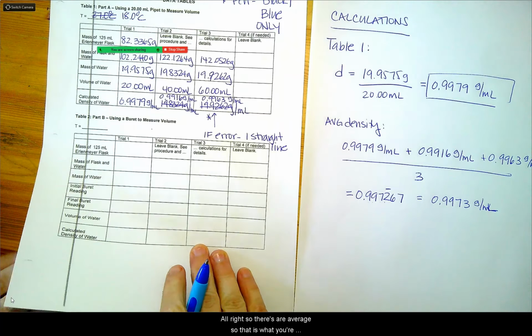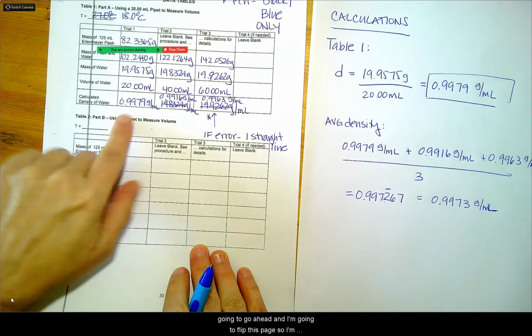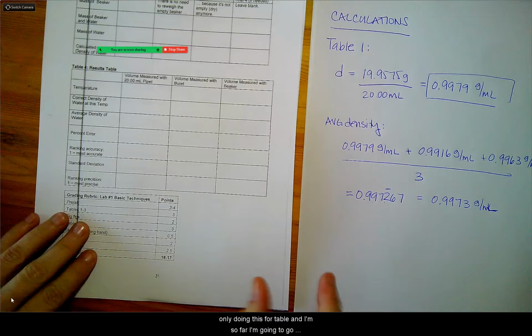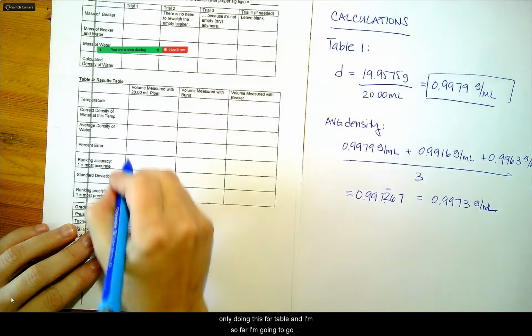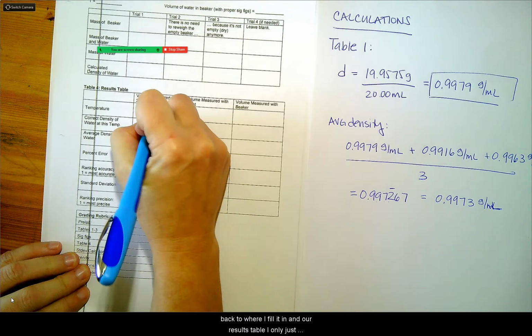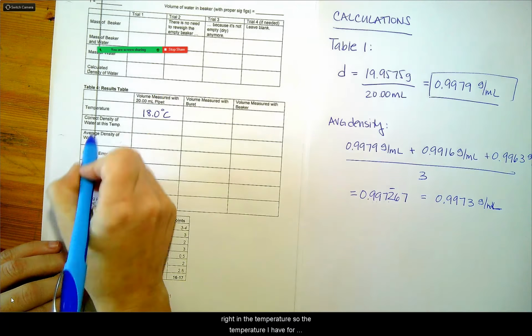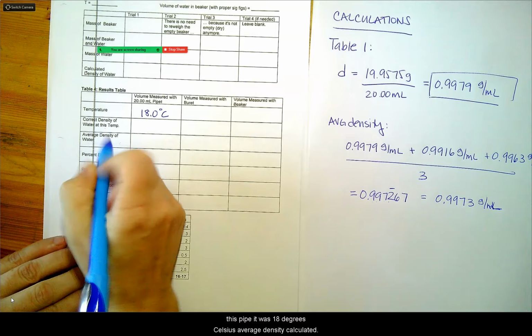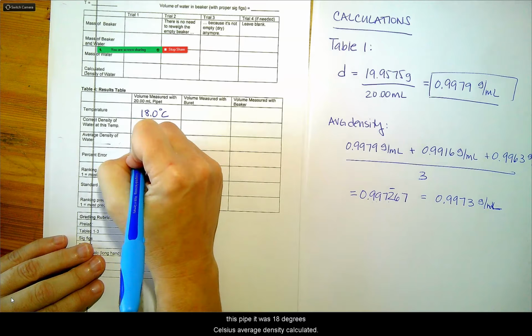So that is what you're going to go ahead and do, and I'm going to flip this page. So I'm only doing this for table 1 so far. So I'm going to go back to where I fill in our results table. And let me just write in the temperature. So the temperature I have for this pipette was 18 degrees Celsius. This correct density, I'll tell you where that is in a second. This average density, I'll put in here. So this is calculated.